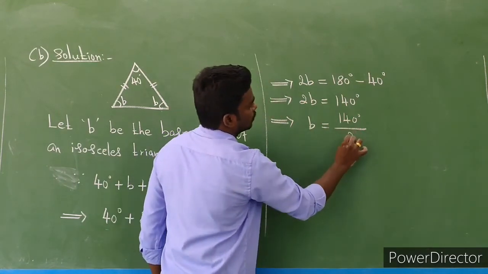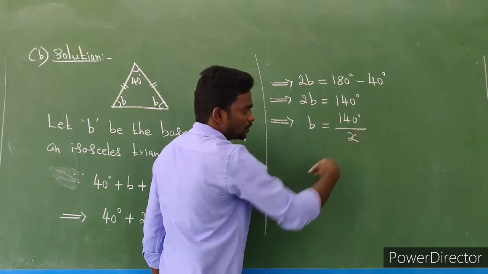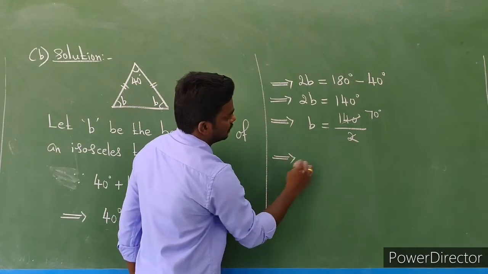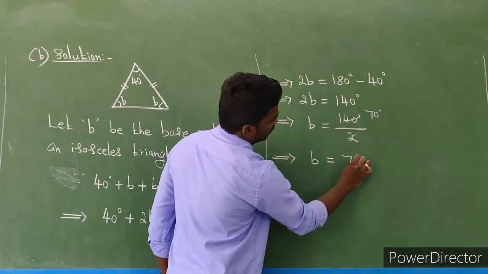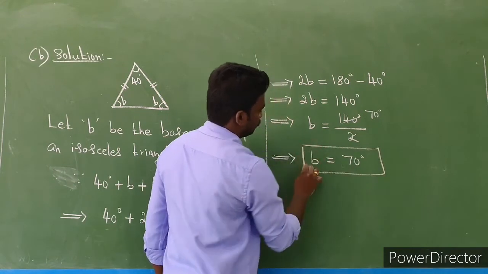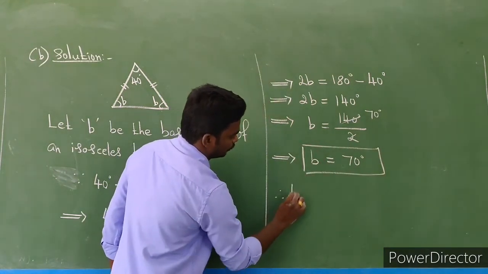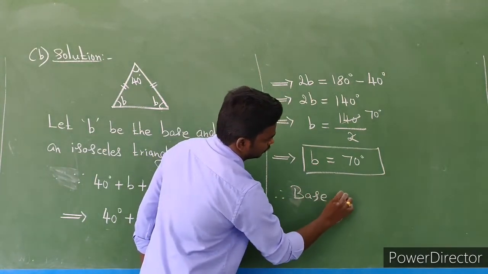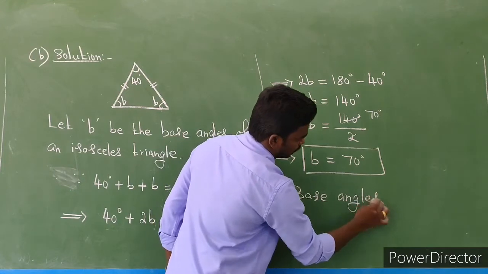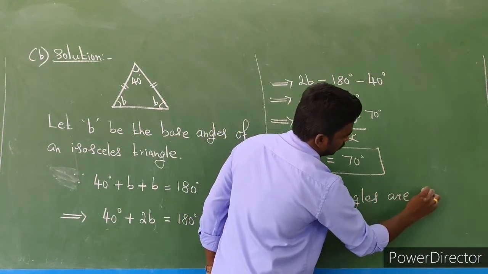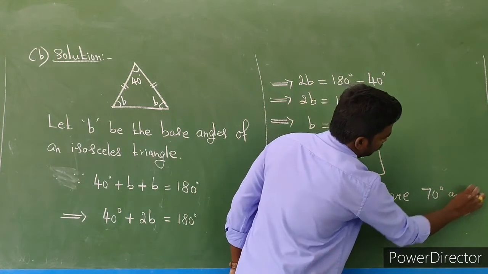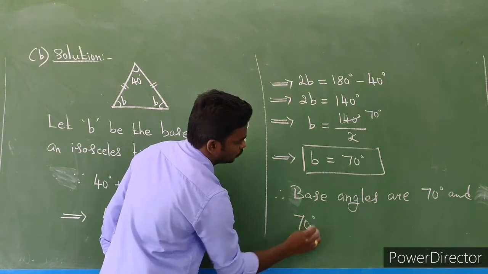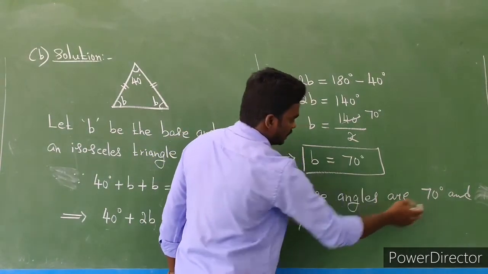Next we keep the value B on the left side, 140 on the right side, and this 2 is transposing to division. So 1 2s are 2, 70 2s are 140. Implies that B is equal to 70 degrees. Therefore, the base angles are 70 degrees and 70 degrees. So we have two base angles.